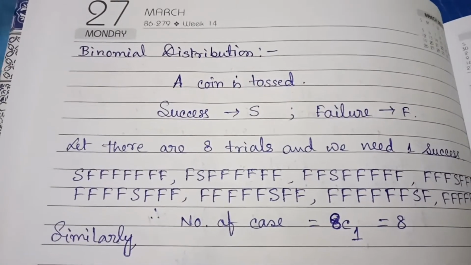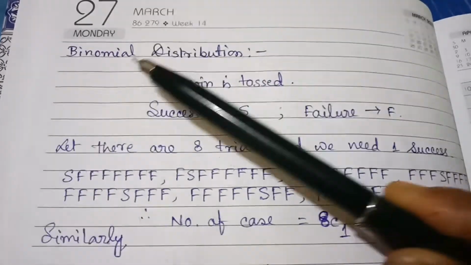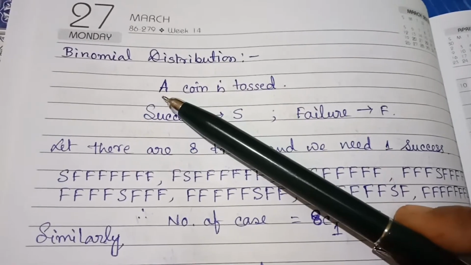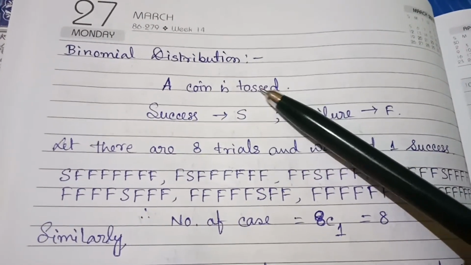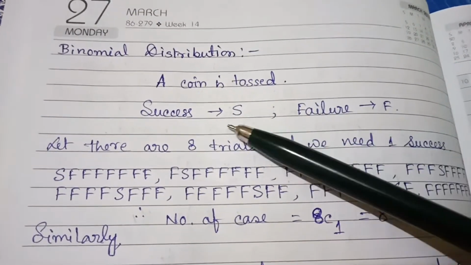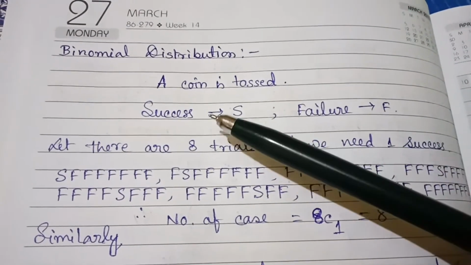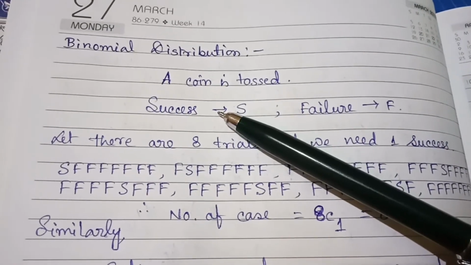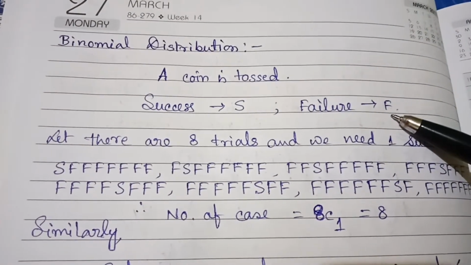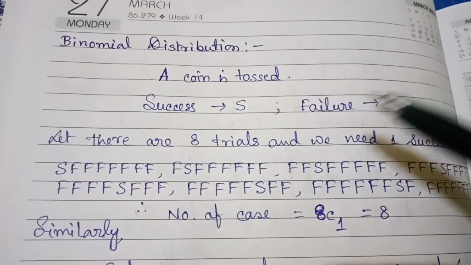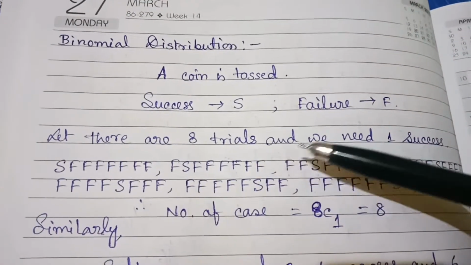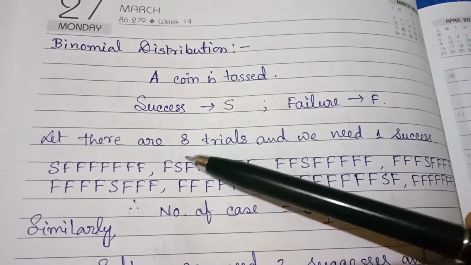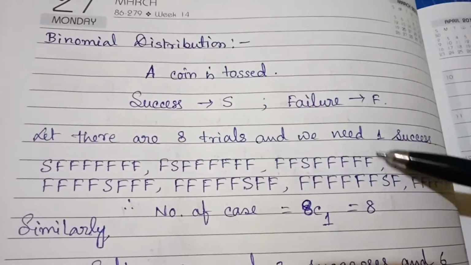Now coming to our main topic, that is binomial distribution. So let us take an experiment, that is a coin is tossed. So there will be 2 outcomes, success and failure. Suppose we are assuming that getting a head is a success and getting a tail is a failure. Let there are 8 trials and we need 1 success. Okay, you can change this also, no problem with that. So we need one success.